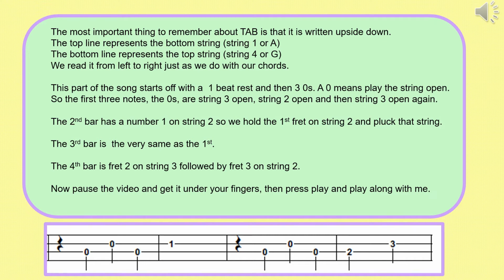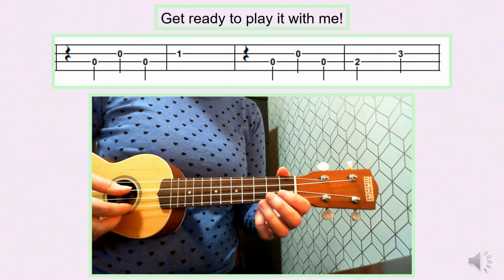The second bar has a number of 1 on string 2, so we hold the first fret on string 2 and pluck that string. The third bar is the very same as the first, and the fourth bar is fret 2 on string 3, followed by fret 3 on string 2. Now pause the video and get it under your fingers, then press play and play along with me. Get ready to play it with me.